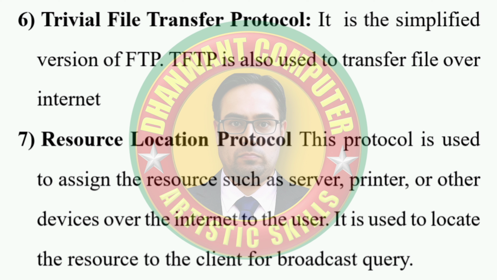7. Resource Location Protocol. This protocol is used to assign resources such as a server, printer, or other devices over the Internet to the user. It is used to locate the resource for the client by broadcast query.